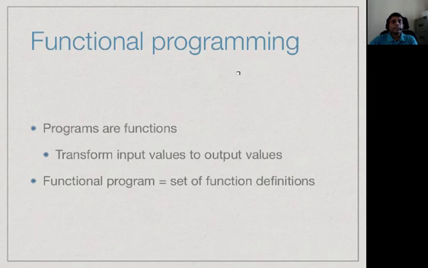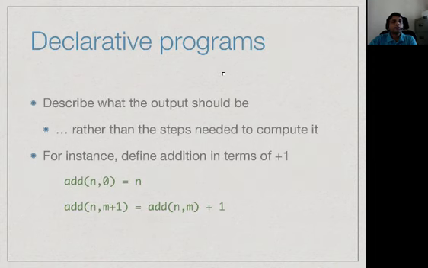Functional programming is a style of programming in which we treat programs as functions. So a functional program is just a set of function definitions. Functional programming is declarative. It tries to explain what the output should be rather than how to compute it in terms of low-level operations. For instance, here is a definition of addition assuming we know how to do +1.